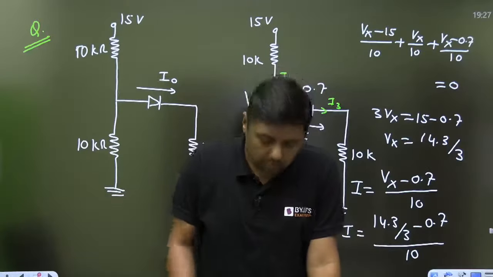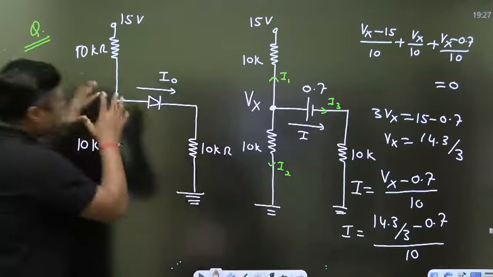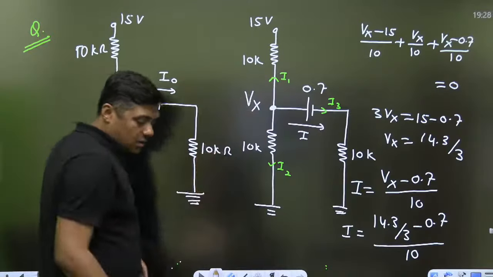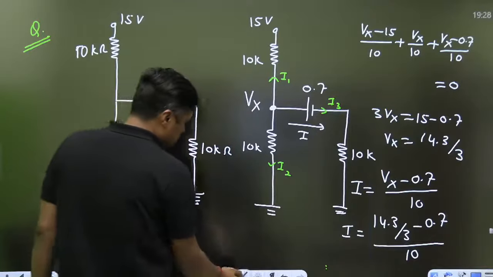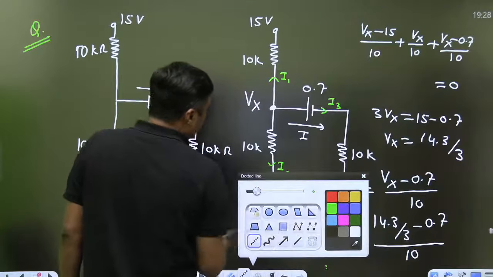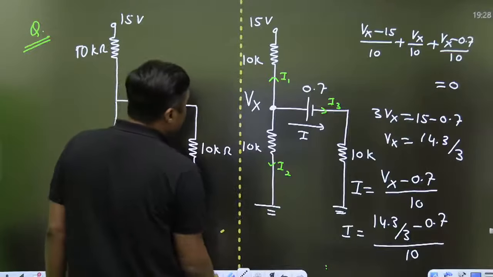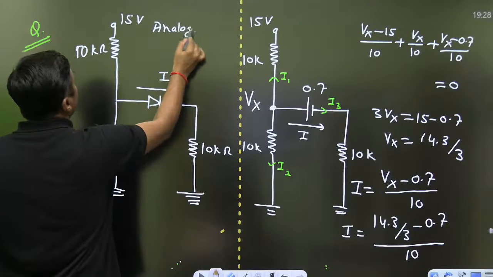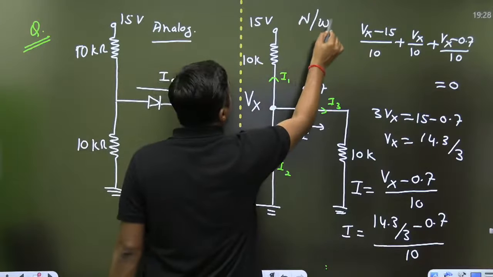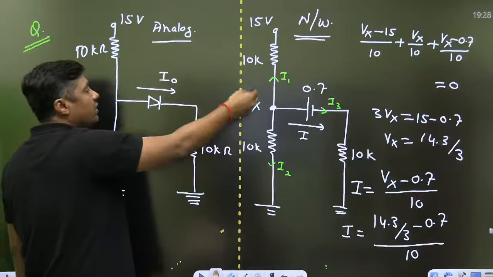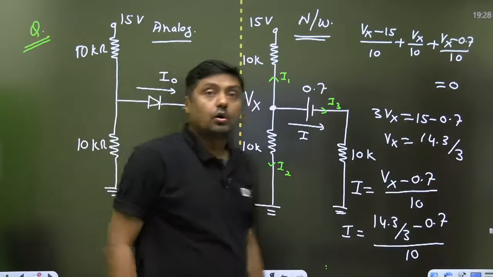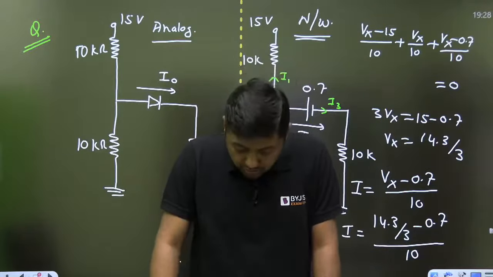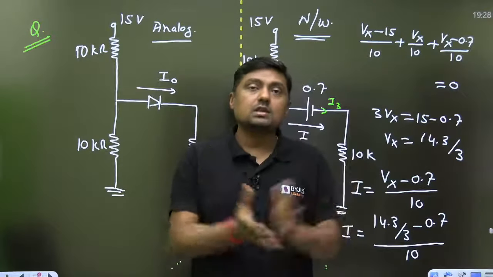So guys, tell me, new students, once I replace the diode by the 0.7 volt battery and you get this circuit, is that a question of analog or a question of network? This is analog, and that is network. Network means KCL, KVL, mesh analysis, nodal analysis. So that is the question, guys. Give me the answer.